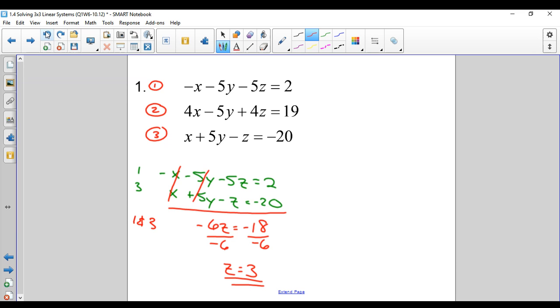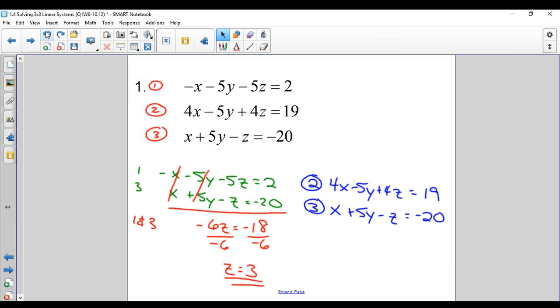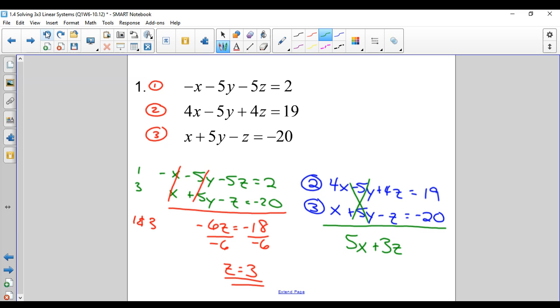I need to add together another pair. I need to do a second pair, so I need to do 2 and 3 this time. So I'm going to rewrite them. 2 is 4x minus 5y plus 4z equals 19. 3 is x plus 5y minus z equals negative 20. I add straight down. My original goal happens of canceling out the y's. I get 5x plus 3z equals negative 1.